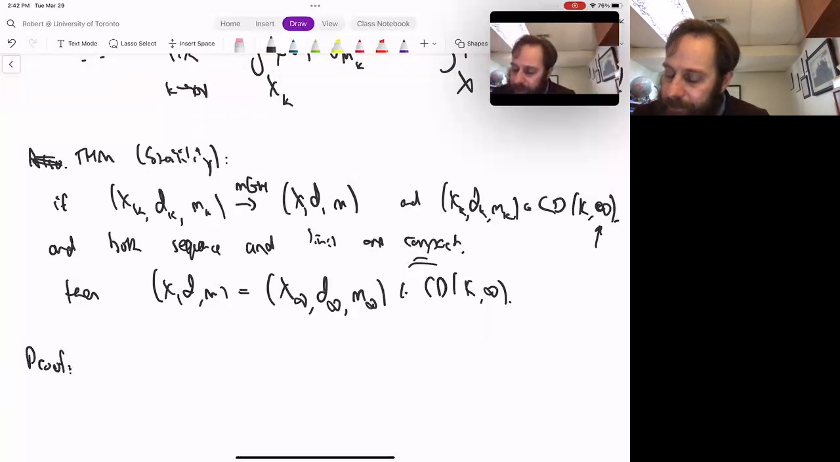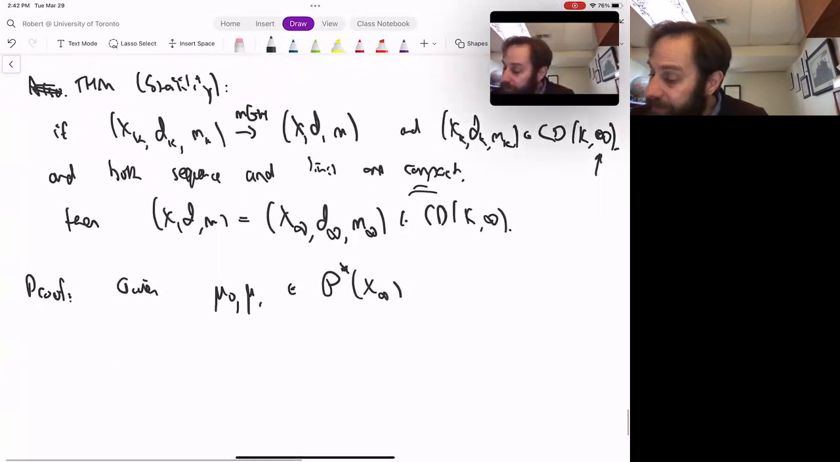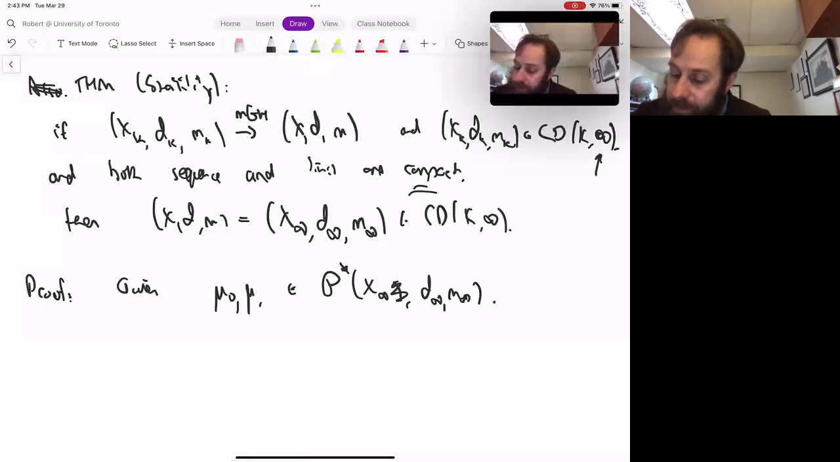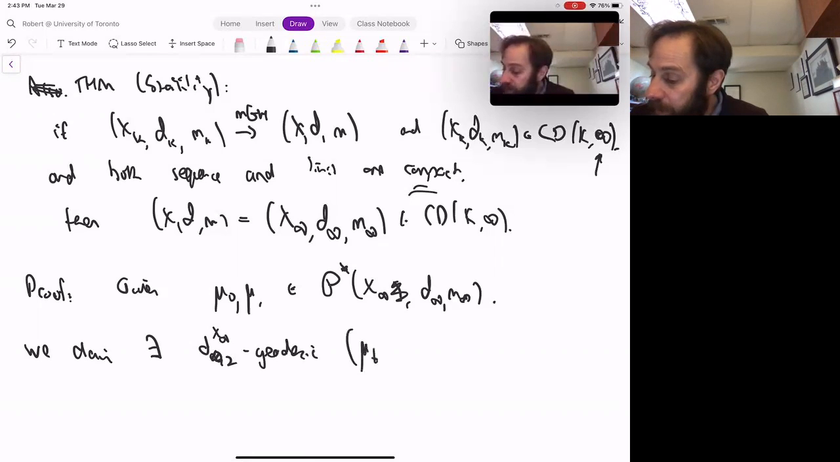So the proof ought to be: given mu naught and mu one, probability measures on the limiting space, so (X infinity, d infinity, m infinity), we claim there exists a D2 (X infinity) geodesic mu t with these endpoints.